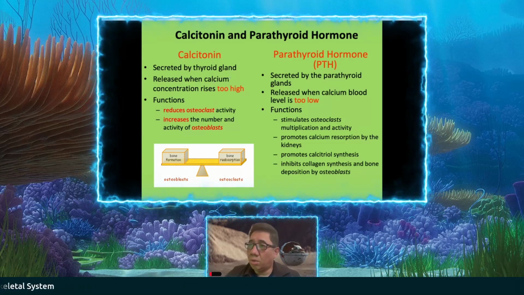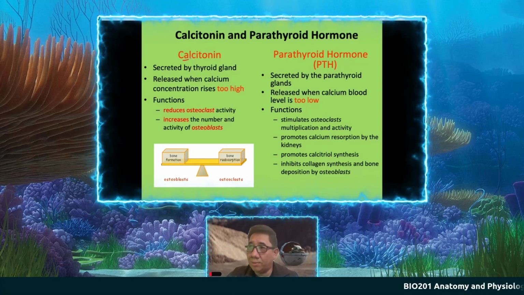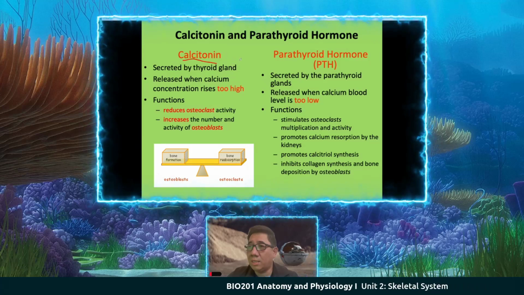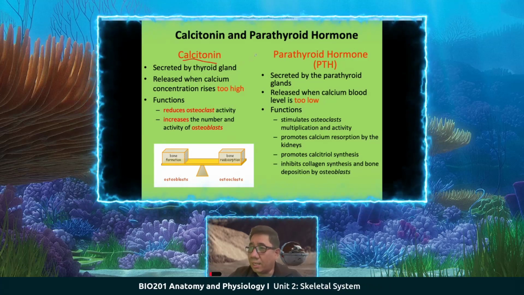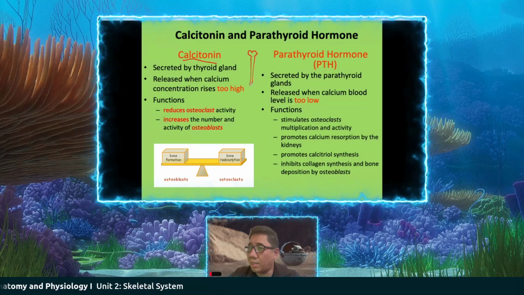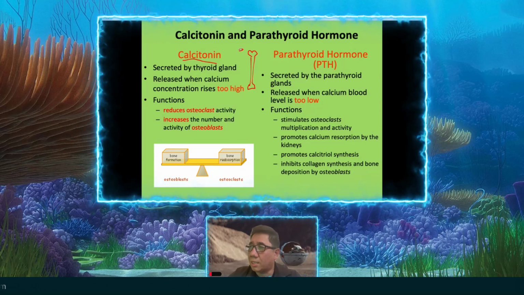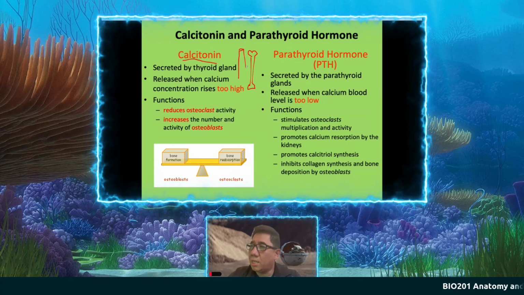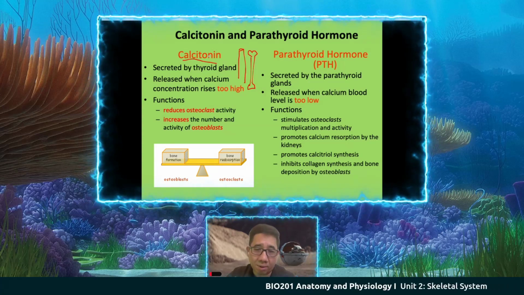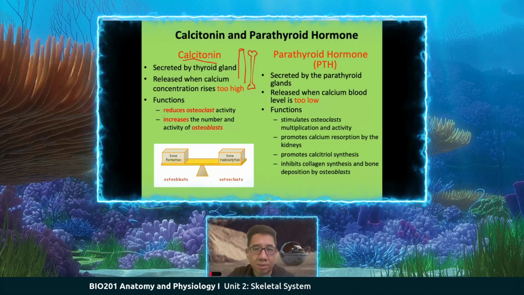The other hormone that you actually produce by yourself is called calcitonin. Okay, calcitonin. Let's say this is your bone, a long bone, and this is your blood. Calcitonin is actually being released by your thyroid gland.